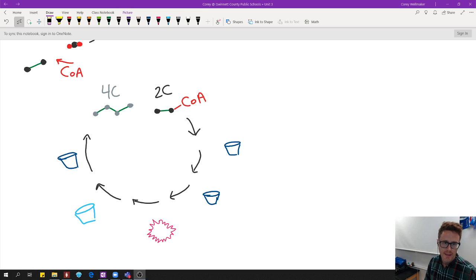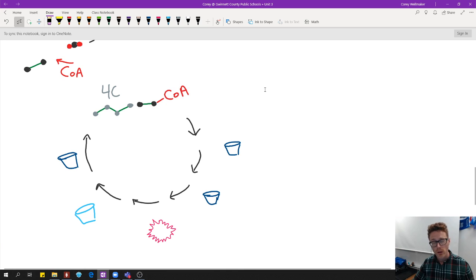After pyruvate has been oxidized and has bound to coenzyme A, the job of coenzyme A is to feed it into the citric acid cycle. So you've got this 2-carbon compound that is basically the leftover of pyruvate, and it's attached to coenzyme A, and coenzyme A is going to transport it over here to a 4-carbon molecule.